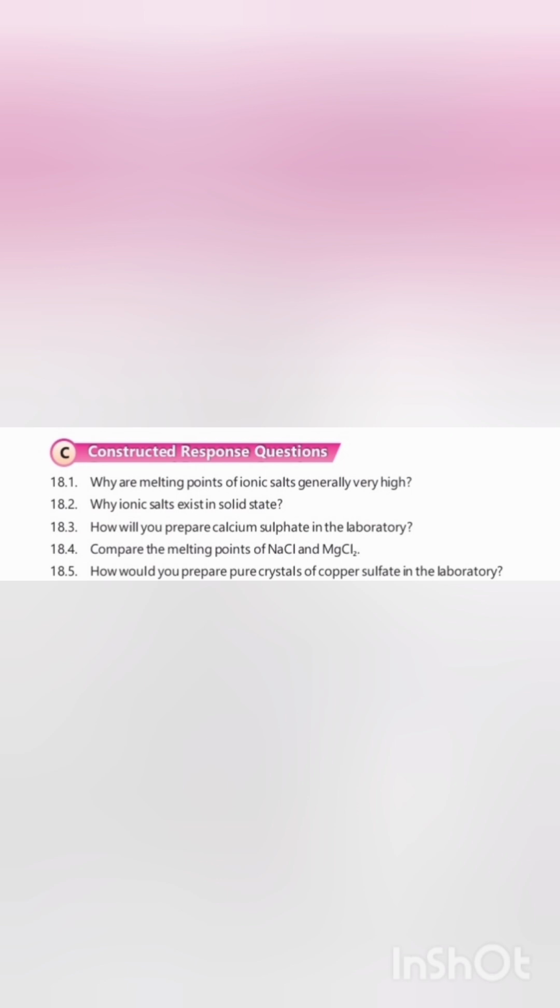The third question is, how will you prepare calcium sulfate in the laboratory? According to the solubility rules, calcium sulfate is an insoluble salt. Insoluble salts are prepared in the laboratory using a process called ionic precipitation or double displacement reaction, by mixing two suitable fully soluble salt solutions together. Let's see the procedure. Take a soluble calcium salt solution such as calcium chloride or calcium nitrate. Take a soluble sulfate salt solution such as sodium sulfate. Mix the two solutions. A white precipitate of insoluble calcium sulfate will form immediately.